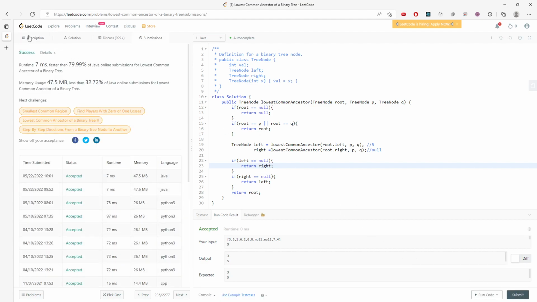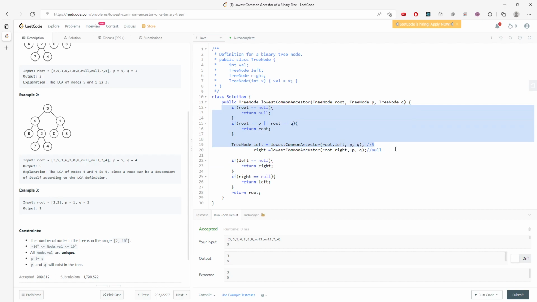Alright, so let's talk about the time and space. The space is constant. And for the time, you do have to traverse every single one of the nodes to see if you have P or Q inside the tree. Then you return the root or null. So the time is O(n), and the space is constant.